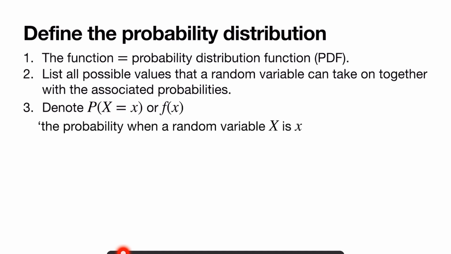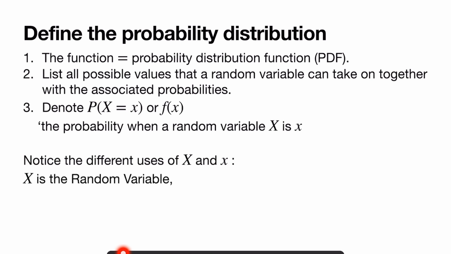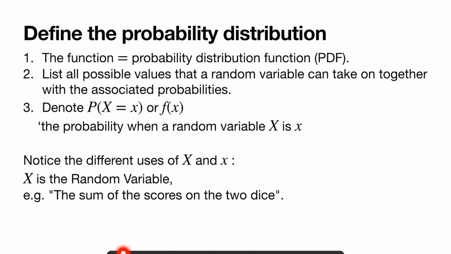We can denote it as the probability when a random variable X is x. They sound the same. This is the capital letter X, and this is the small letter x. Different, okay? Two different things. So what is the capital letter X, and what is the small letter x? For the capital letter X, X is the random variable, meaning the general one. We don't know which values. But when it comes to the small letter x, it is going to be the value.